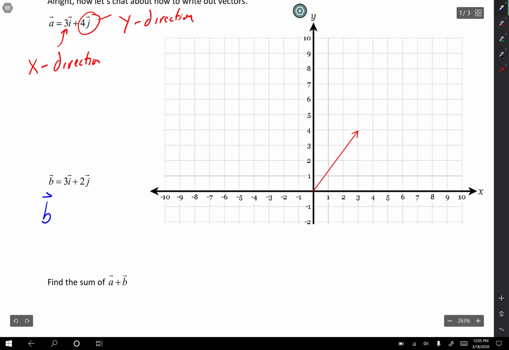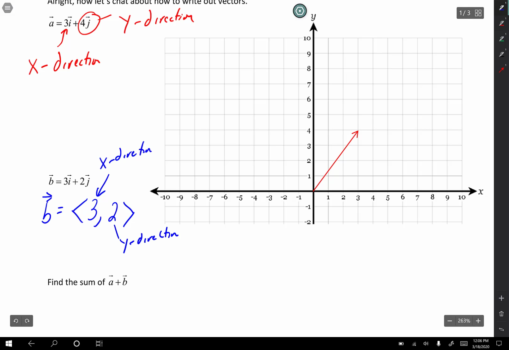You can also display this vector with chevrons. So you write that chevron like that. That's what this bracket thingy is called, it's called a chevron. And I'm going to write 3, comma, 2. Where that 3 is horizontal, motion in the x direction, and this right here is your displacement or motion in the y direction.